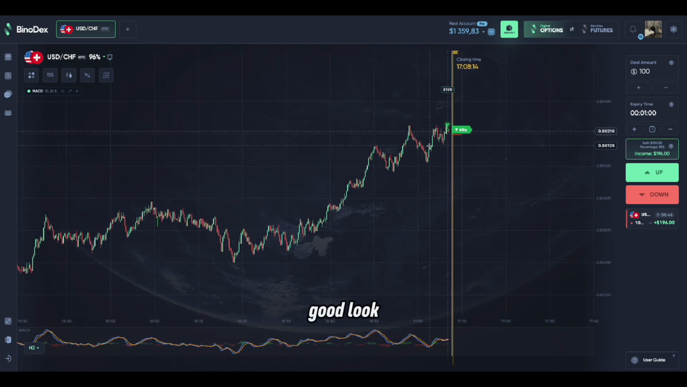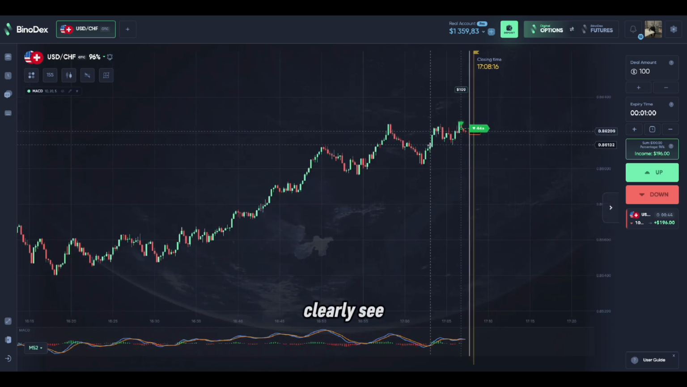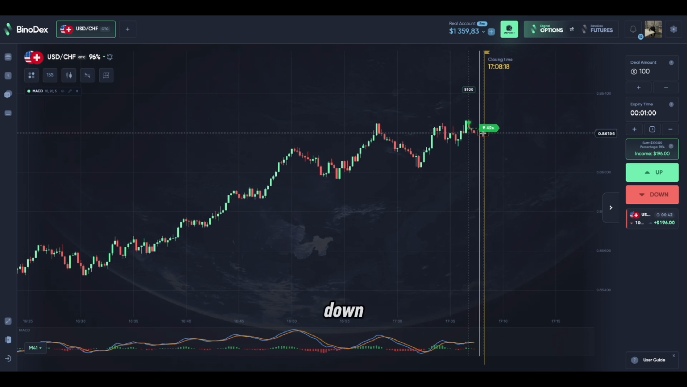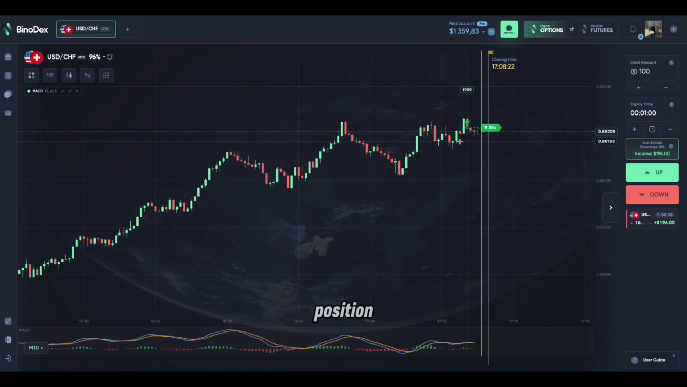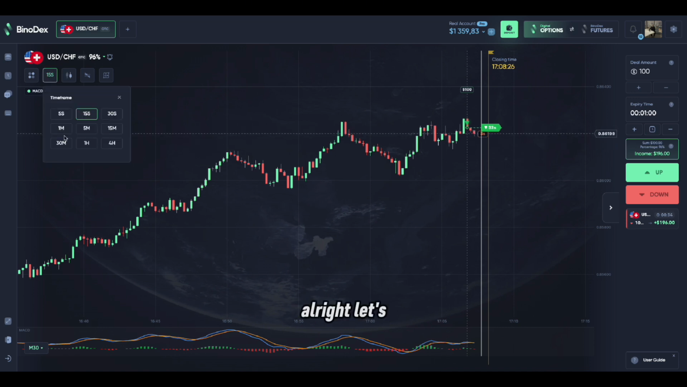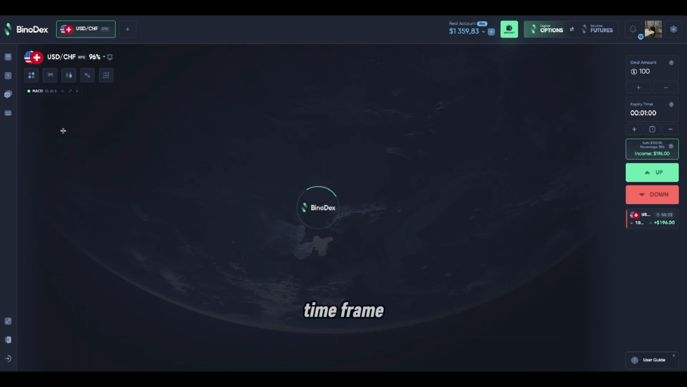Alright, let's take a good look at the chart. We can clearly see that the price is steadily going down, and so far, seeing that movement makes me feel very happy with our position. So, everything should be fine with this trade. Alright, let's switch back to the 1-minute time frame.